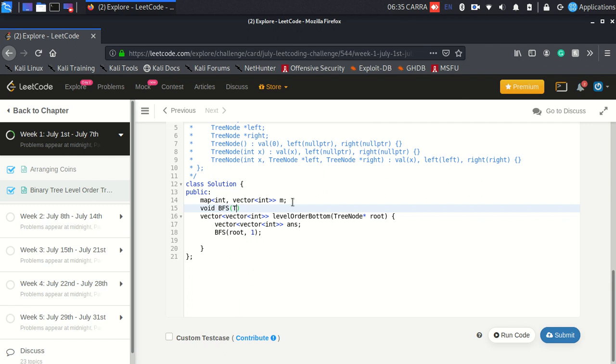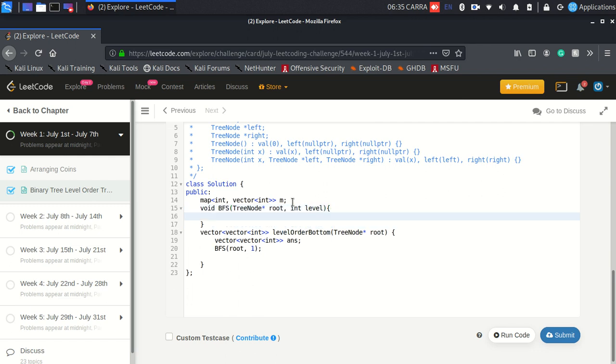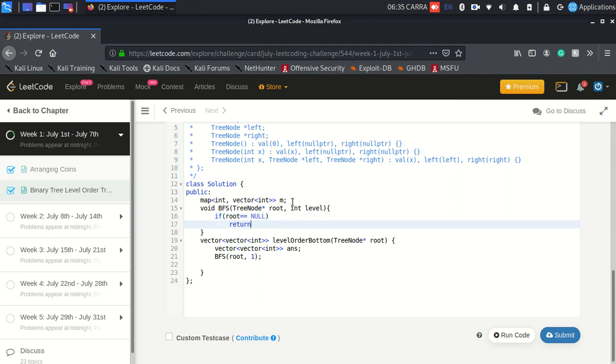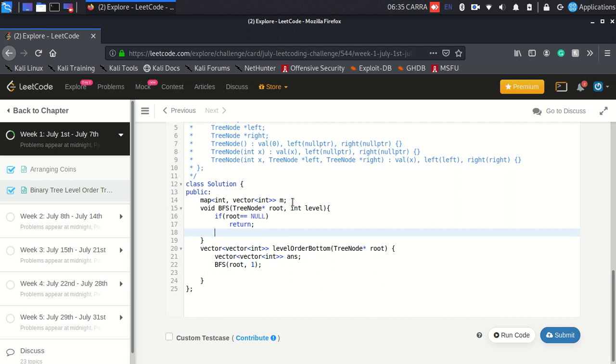So I'll have a tree node of star type root, and I'll have int of level. Now if first case, if root is equals to null, I'll go ahead and return. Now if I don't have null, so I have somewhat of the current node, so I would want to see what is the level of that current node, and I would use that level as the key and would insert the current node into that particular key's vector.